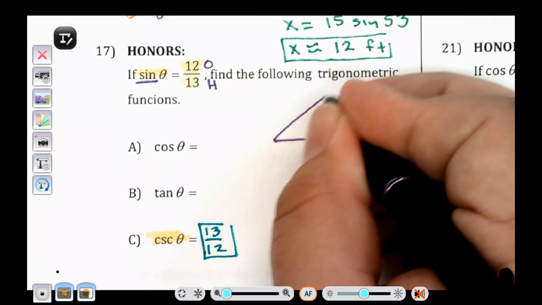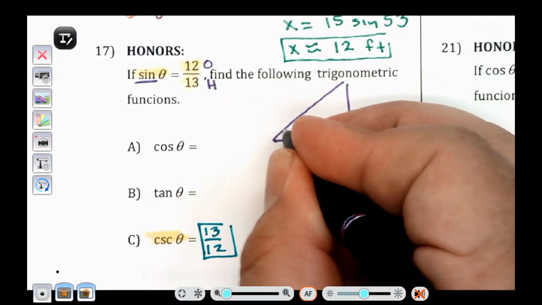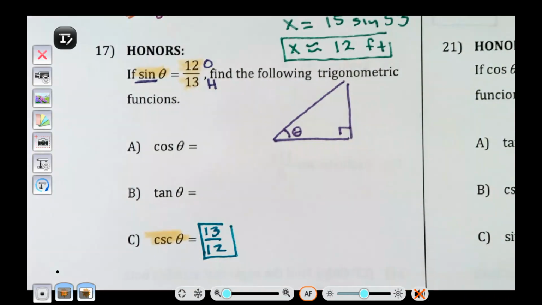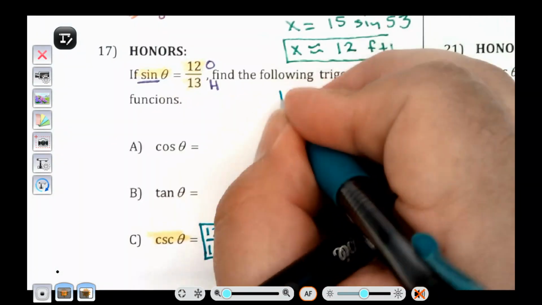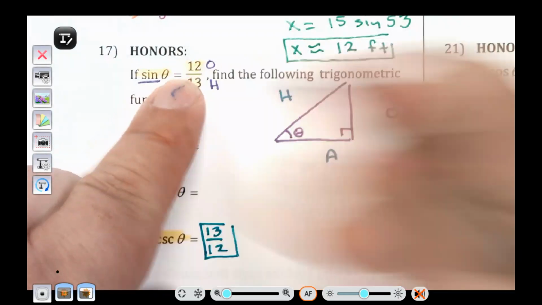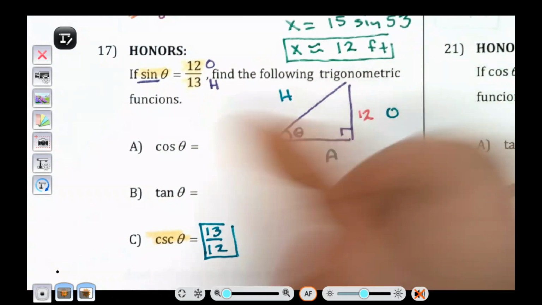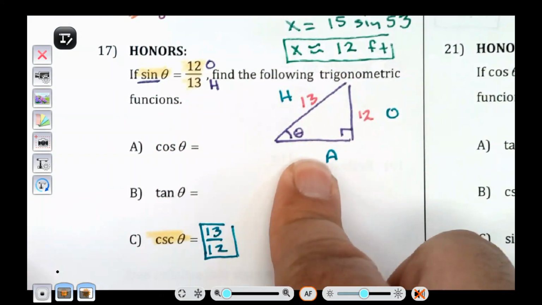I need to pick an angle and call it theta, not this one. That's the 90. So look, I'll just call this theta. There's my angle. And if that's my angle, here's the opposite, adjacent, hypotenuse. And now look, we have our numbers. Opposite is 12. The hypotenuse is 13. I only need this number.